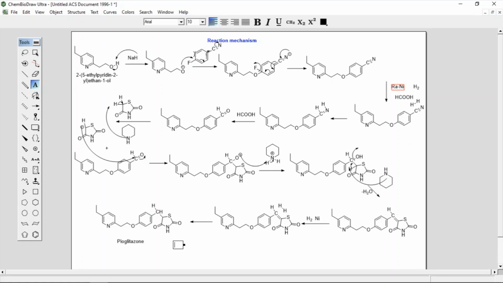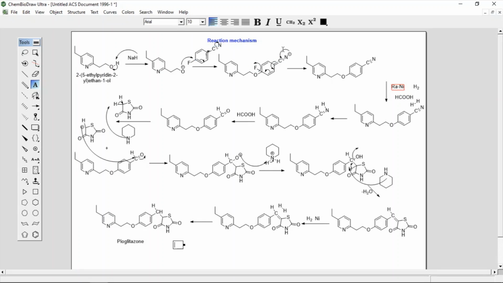This reaction is called a nucleophilic aromatic substitution reaction. This nucleophile substitutes the electrophile. It replaces this fluorine by nucleophilic attack, and this oxygen will form a bond with this carbon. And this bond will delocalize here.